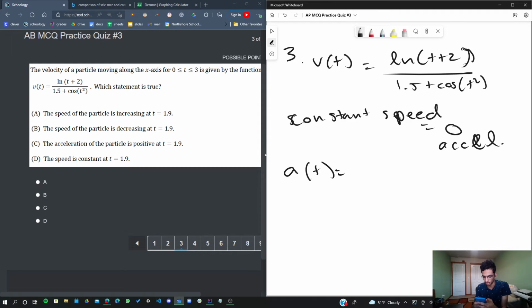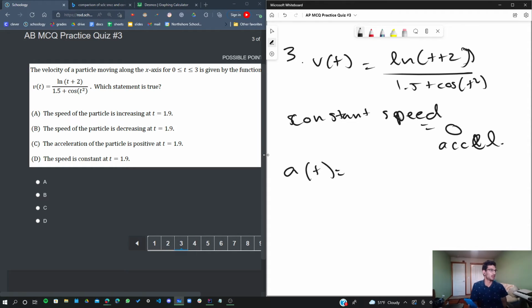Ah, natural log button not working. Oh my God. There we go. Natural log of x plus 2 over quantity 1.5 plus cosine x squared or t squared. Okay, so I got that. I'm going to take the derivative of that, and it's at x equals 1.9. Everything is at 1.9.